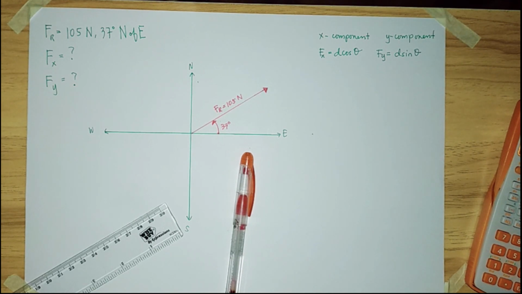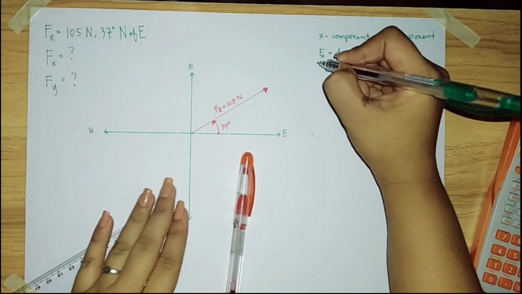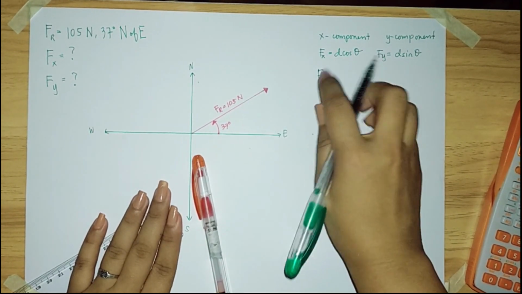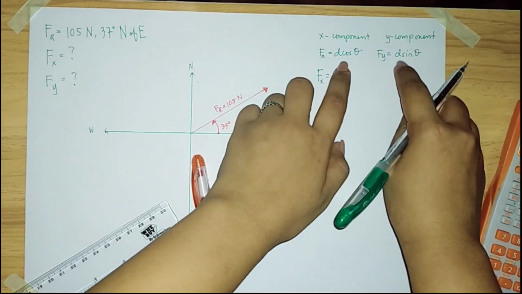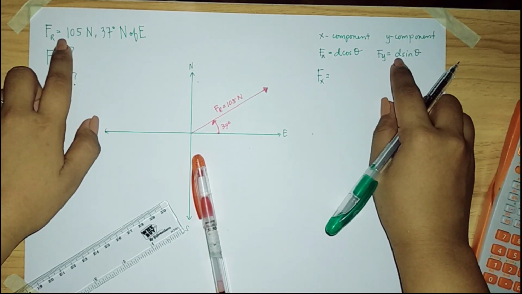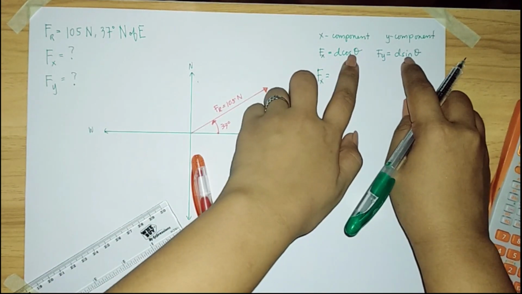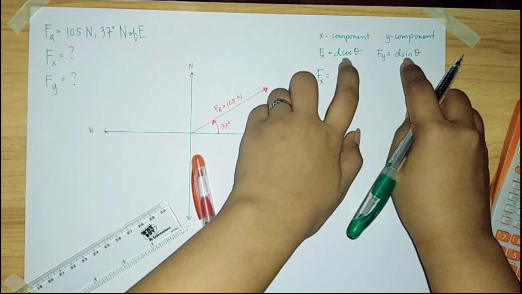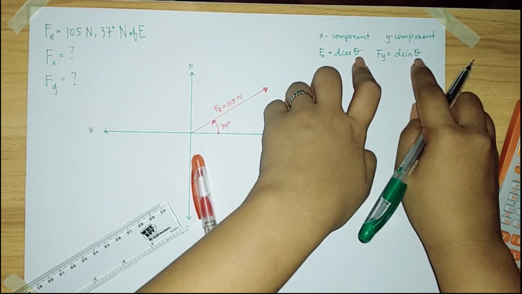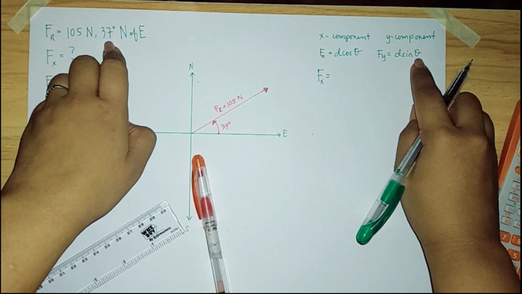Okay, now that we already know what equation to use, let us solve for our x and y component. Now let us start with our x component. So we have your f of x, or f sub x, rather. So, what is d? d stands for the magnitude. The magnitude of your given vector. Okay? So, sine and cosine, these are our functions. And then, how about the theta? I know most of you already know theta. This is your angle.